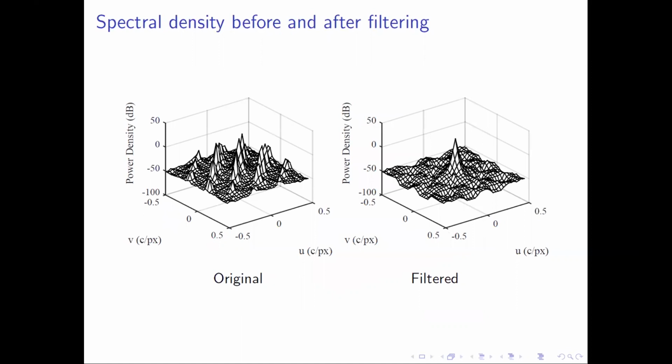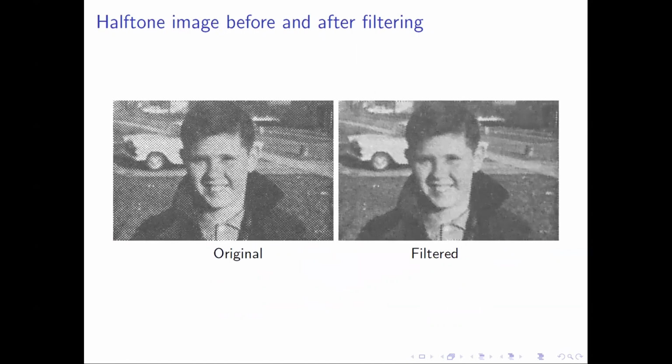These figures show the spectral density of the halftone image shown previously before and after filtering with a multi-stop band filter designed using the methods of the chapter. You can see how the spectral repeats have been eliminated. This figure shows on the left the original halftone image I showed before, and on the right it shows it filtered with the multi-stop band filter that was shown on the previous slide. So we see how the halftone pattern has been removed by this filtering operation.